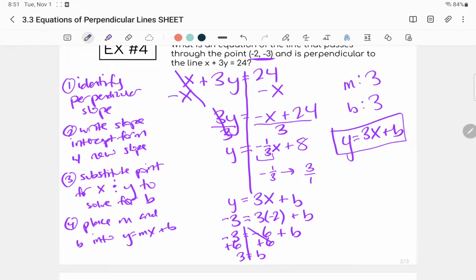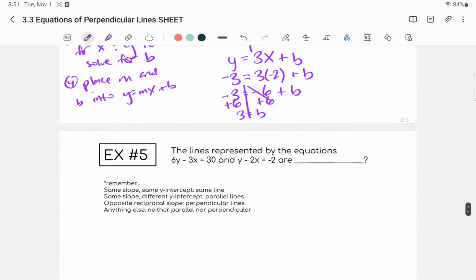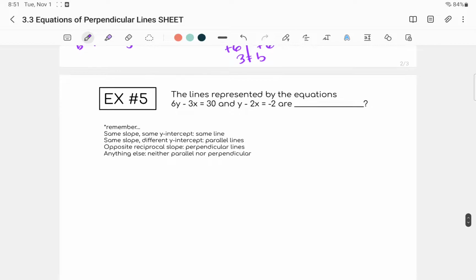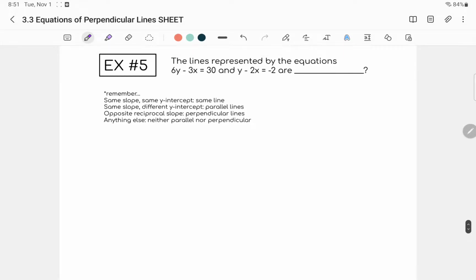So that is the end of this lesson. Go ahead. Oh, no, it's not. Just kidding. We actually have one more example. I'm so sorry. Example number 5. The lines represented by the equations 6y minus 3x equals 30 and y minus 2x equals -2 are blank. So the reason why I'm including this in this lesson is because we have already done parallel. Now we've done perpendicular. Now our last thing is just to figure out the relationship between our two equations, our two lines. Are they parallel? Are they perpendicular? Are they the same line, or are they none of the above? So let's go ahead and rework these.